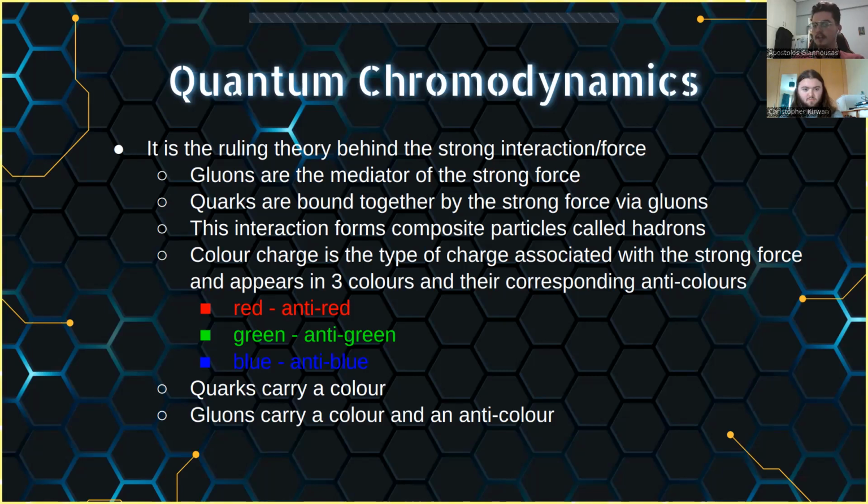The term chromodynamics has to do with the charge associated with the strong force, the so-called color charge, and it has nothing to do with optics, but it gives us a way to visualize the concept of this charge. The types or colors of this charge are red, green, blue, and their corresponding anticolors.